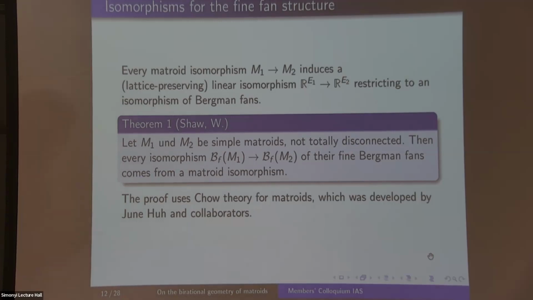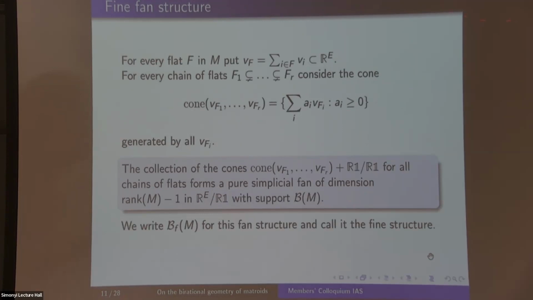This is not as trivial as it might sound, because here the rays, so to speak, in this fan structure correspond to flats. And a priori, it is not so clear that the flats which contain only one element are geometrically somehow different from the flats which contain many elements. Matroid automorphisms you get by mapping the set E to itself, not by mapping flats to themselves. You have to preserve something like the rank in this geometry.